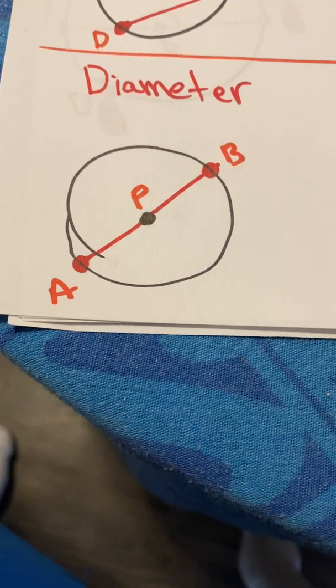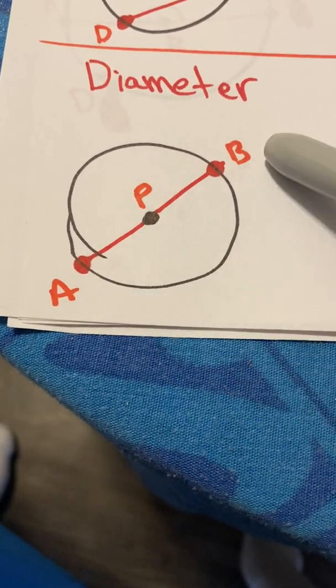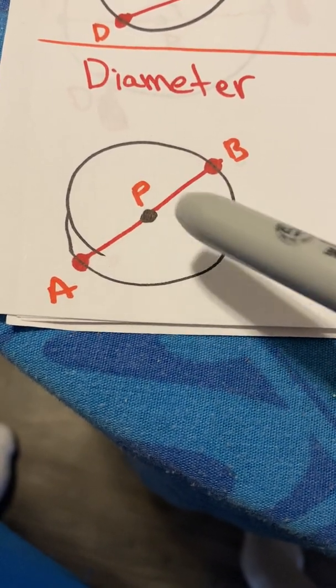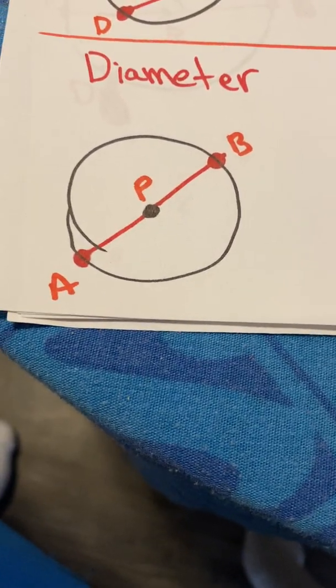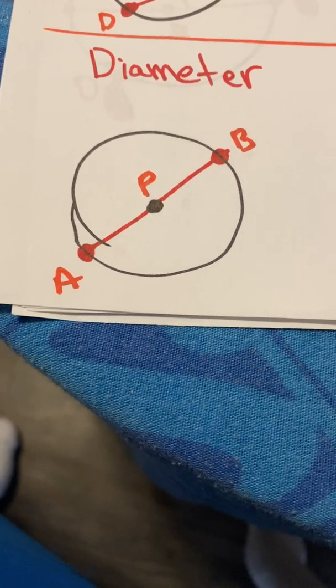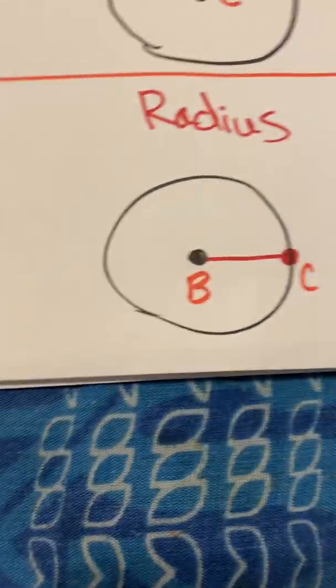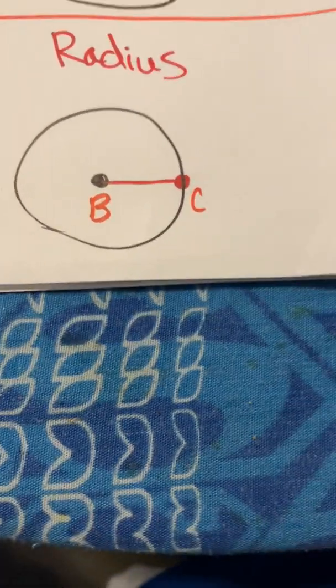A diameter basically connects one side of the circle to the opposite side, and it passes through the center. So that's kind of like a rough explanation of what a diameter is. And so don't worry, we'll go into more detail if you're still confused about what this is. All right, next we have a radius.